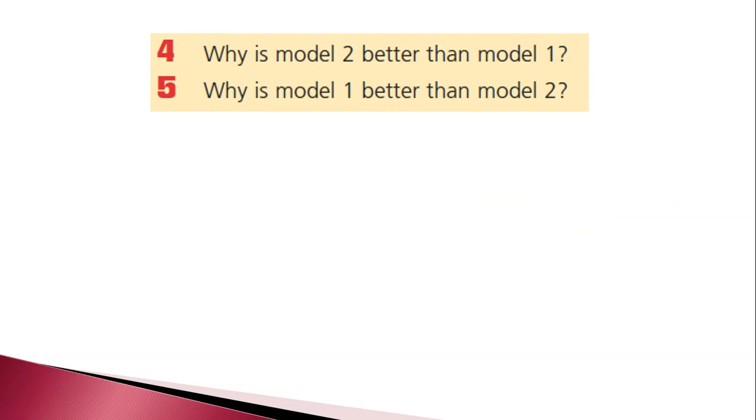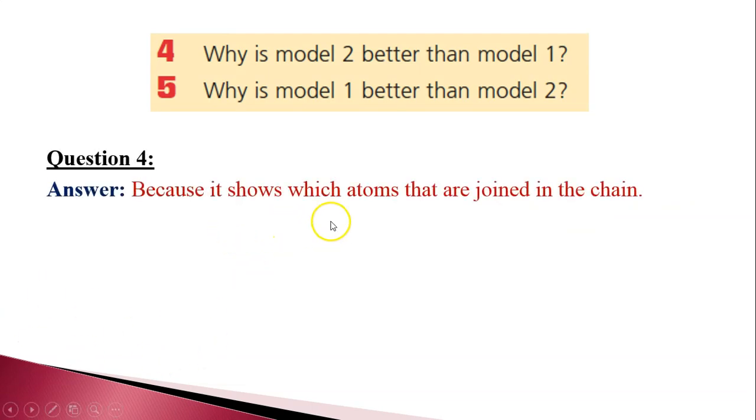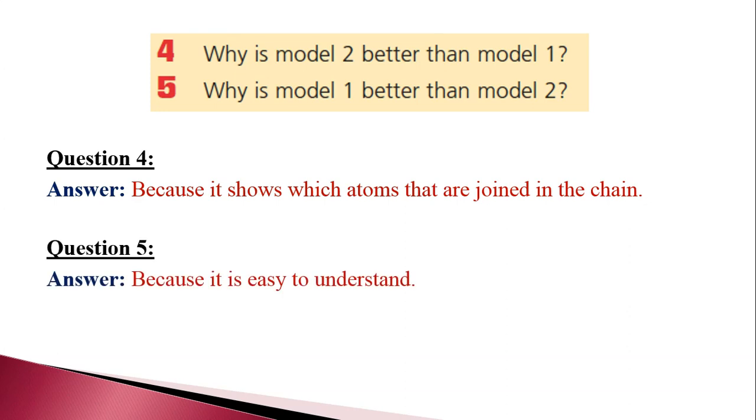Why is model 2 better than model 1? Because it shows which atoms are joined in the chain, right? Model 2 shows which atoms are joined, whereas model 1 is better because it is easier to understand than model 2.